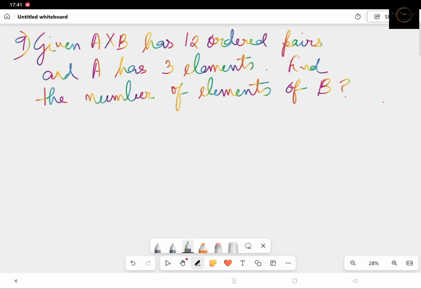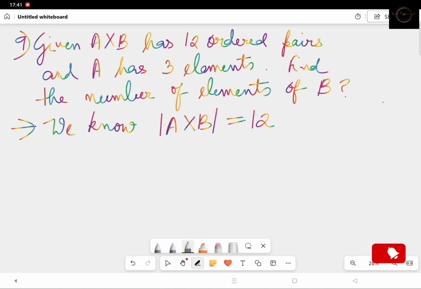Today's last question is: given A into B has 12 ordered pairs and A has 3 elements, find the number of elements of B. A into B has 12 ordered pairs means the Cartesian product of the sets A and B has a total of 12 ordered pairs, that is, 12 elements. So we can write that the cardinality of A into B equals 12. Also it is said A has 3 elements, so the cardinality of A equals 3. You have to find the cardinality of B.